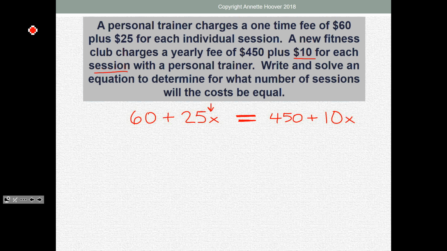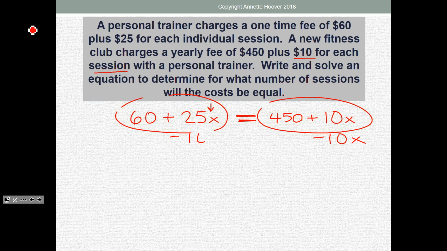So we want the cost of the first place to be equal to the second place. That's why we set both equations on both sides of the equation with an equal sign. Here we have the variable on both sides of the equation, so we have to move one of them. I'm going to move the negative 10, because I just like to move the smaller one. When we do that, 10 and negative 10 cancel out, and you're left with 450 on the right side.